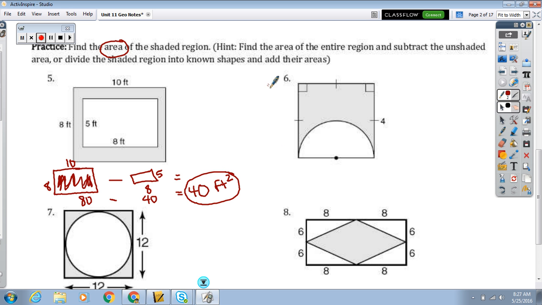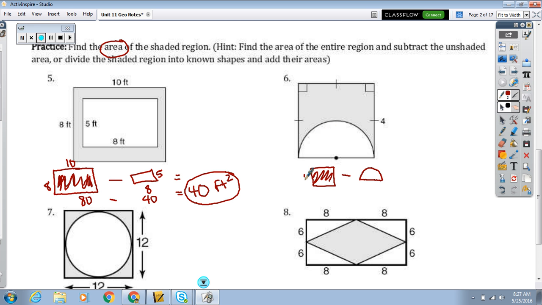And the last problem that we're going to look at is number 6. So first of all, I'm going to draw myself a little map. I see a square as the outer shape, and then I see this semicircle as my inner shape. So square minus semicircle. And then I'm going to think about how do I find the area of both of those things, what formulas am I using.